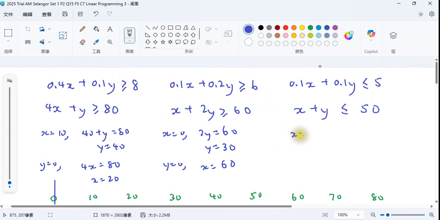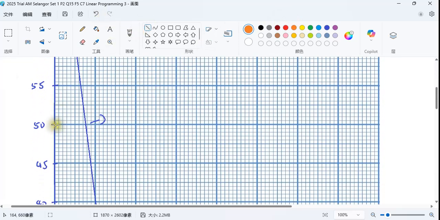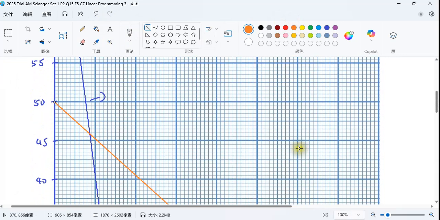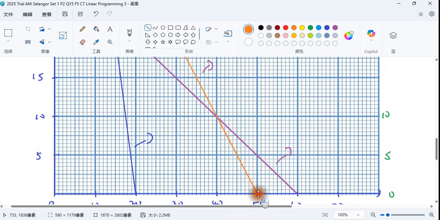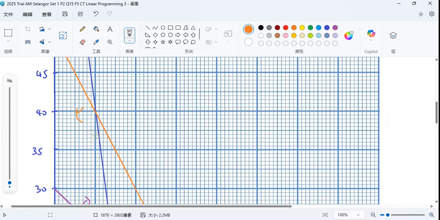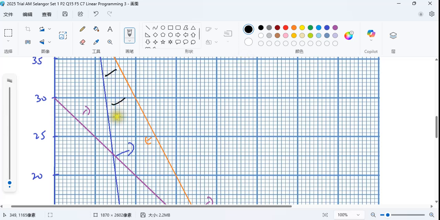So when x is equal to 0, y is 50; when y equals 0, x equals 50. So for this one, we have 50, 50. Okay, so this is less than. So the shaded region will be here. So this is the region.